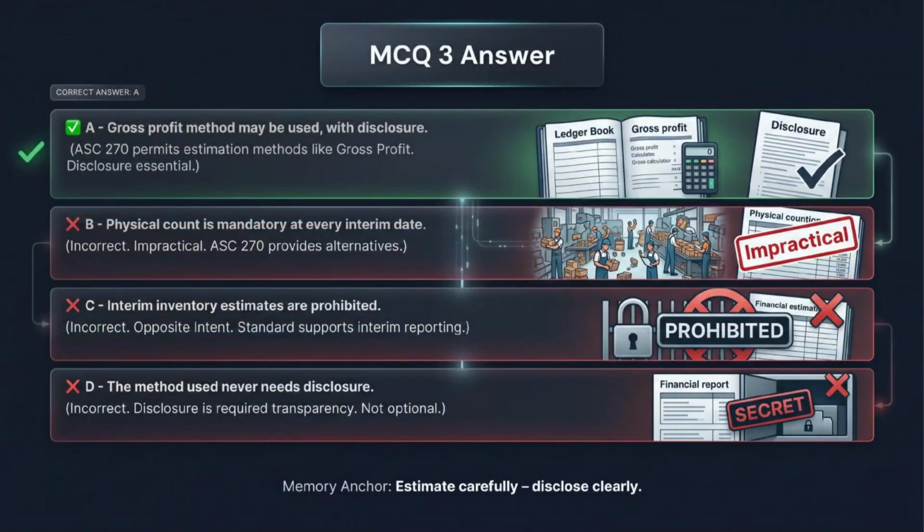The correct answer is A. The gross profit method may be used for interim periods with disclosure of the method. Option B is wrong because a physical count is not mandatory at every interim date. Option C is wrong because ASC 270 permits estimation methods when appropriate. Option D is wrong because disclosure is required. The point is not careless approximation. The point is reasonable estimation with transparency.